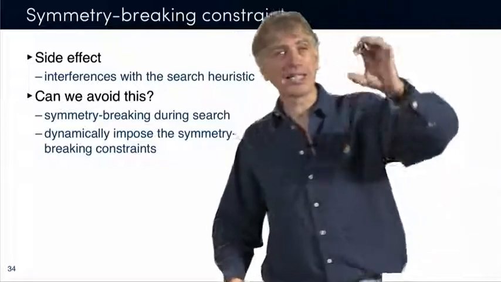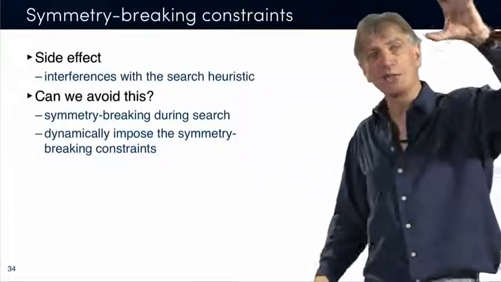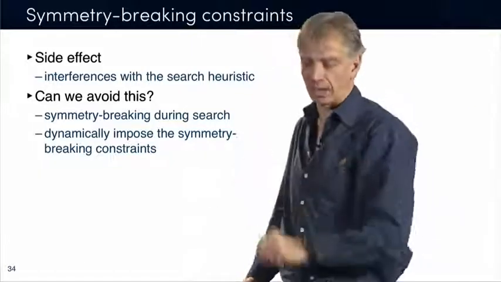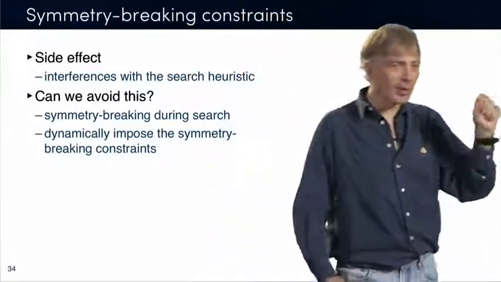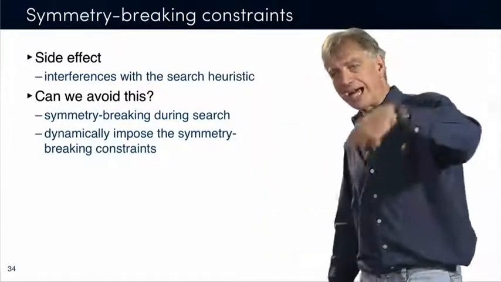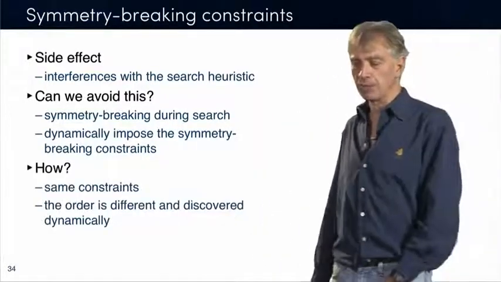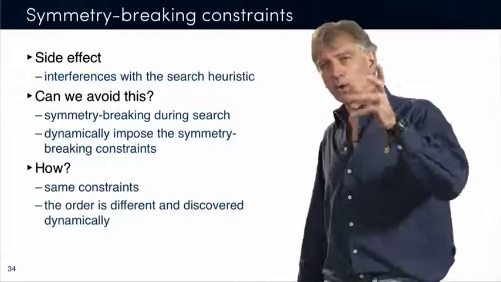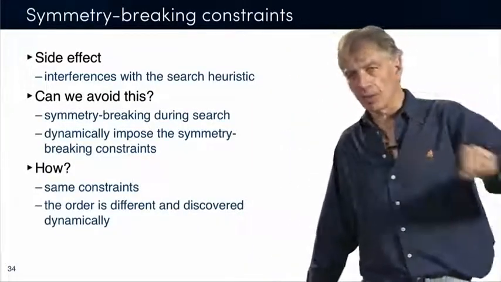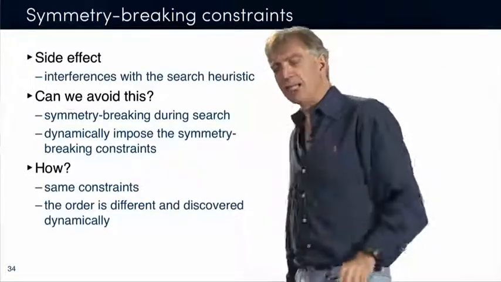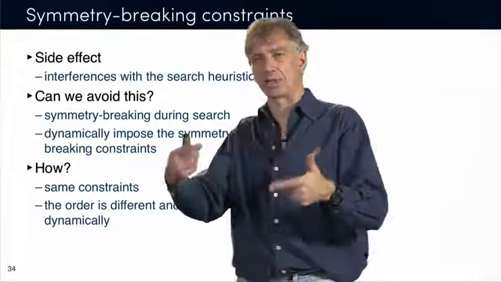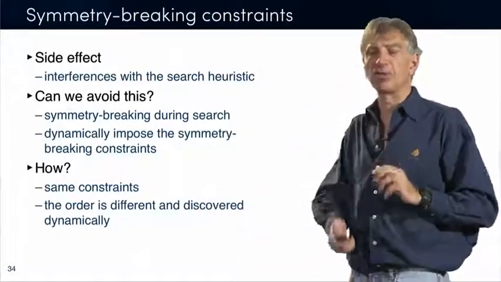What we have to do is take these symmetry breaking constraints and not impose them in the model, but introduce them dynamically during the search. So we're going to impose essentially the same symmetry breaking constraints, but dynamically during the search. The big difference between imposing them inside the model and imposing them during the search is that the ordering is going to be different, and it's going to be discovered incrementally by looking at the variables which are the most difficult to assign.